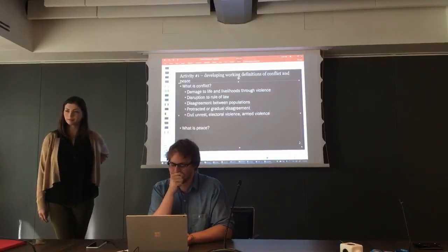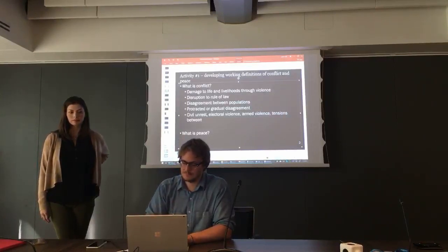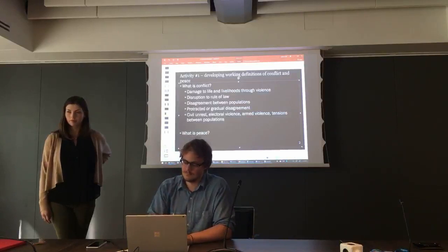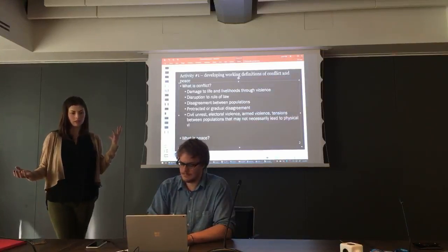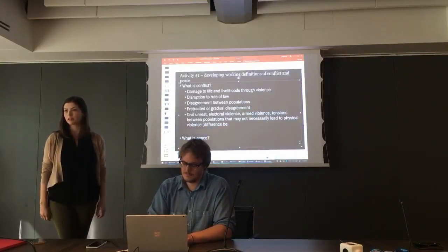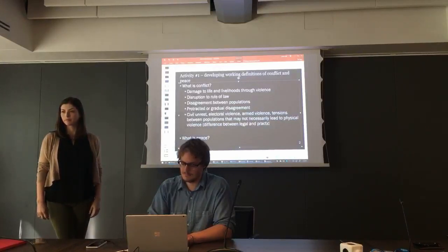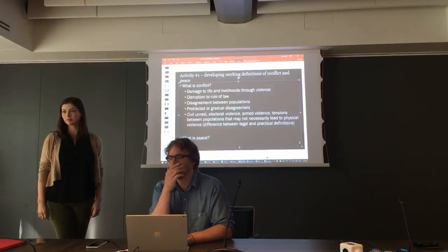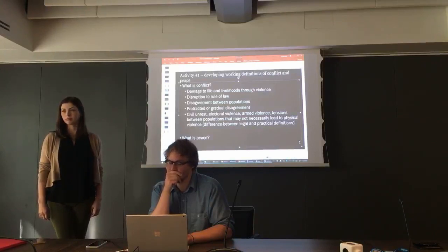But all these definitions are conflict that can simply be tensions between populations, even if it doesn't lead to any form of violence. I don't know if I'm entirely convinced that that would be called conflict. Maybe you can note that there's a difference between legal and practical definitions, or how it's conceptualized. The example I can think of is Lebanon. They're not in a conflict as a country, but there are a number of tensions between the different sects, and it's not even violence, it's just tension in the government, in the parliament, in the population at large, but it's not conflict. So I'm not really sure.